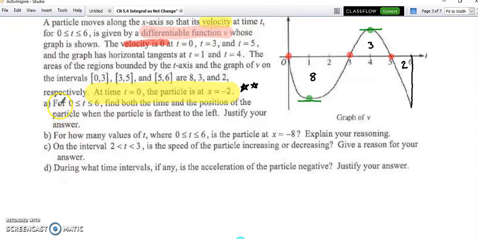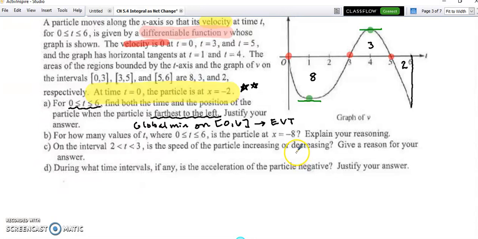All right, so let's see what we're going to do here. In part A, we want to find the time and the position when the particle is farthest to the left on this closed interval of 0 to 6. So what that's telling me is that I'm looking for a max farthest to the left. Well, actually, that would be a min since I'm on the left side. So I'm looking for a min, and it's a global min on the closed interval from 0 to 6. So hopefully the alarm bells are going off in your head, and you're reminding yourself that this is an EVT problem.